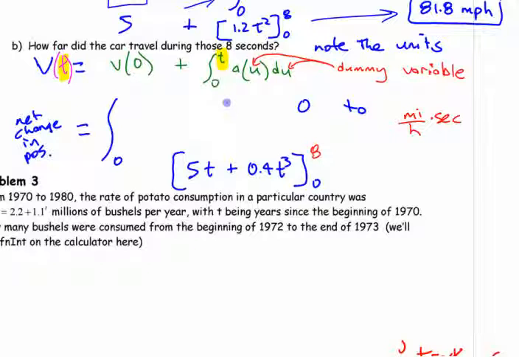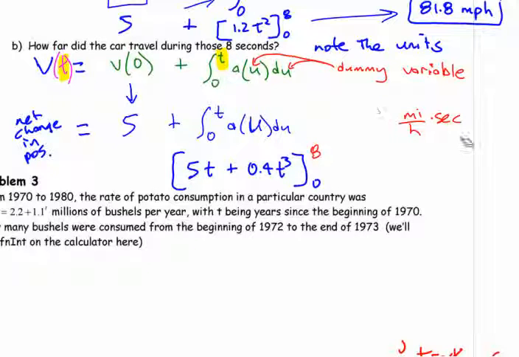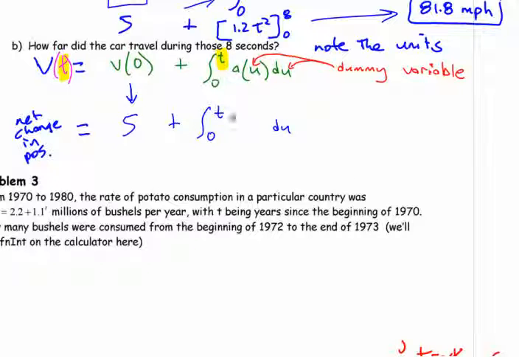If you integrate this function here, so I probably should fill in that this was 5 plus the integral from 0 to t of a(u) du, that thing, right? Oops, this was the integral from 0 to t of 2.4u du. I'm using a u in place of the t just because we don't want to put the t in there yet. It's too dangerous right now. It's the dummy variable, just standing in place of the t.